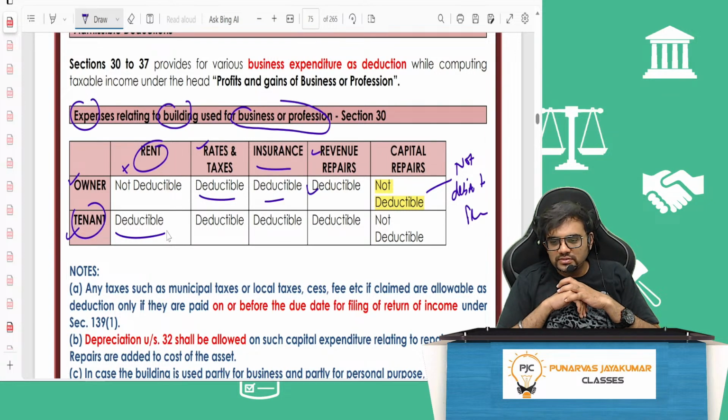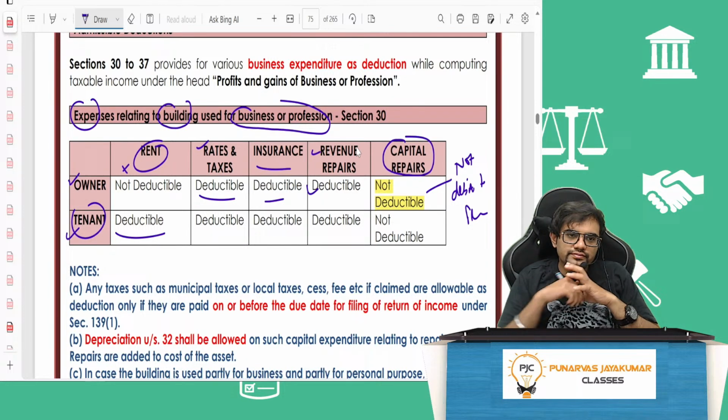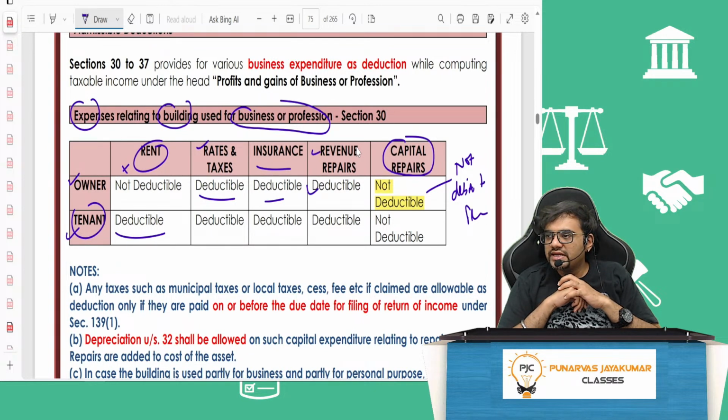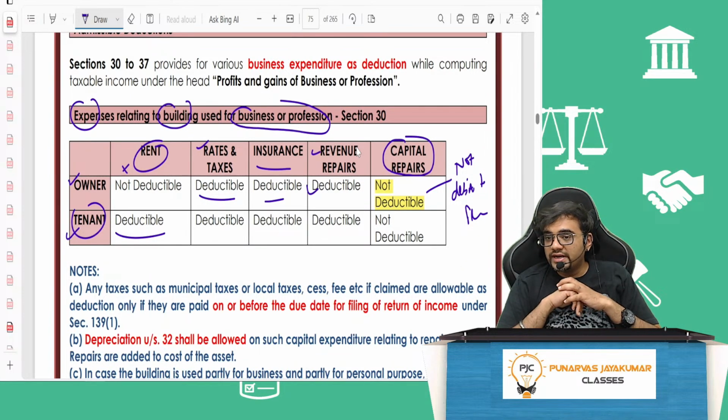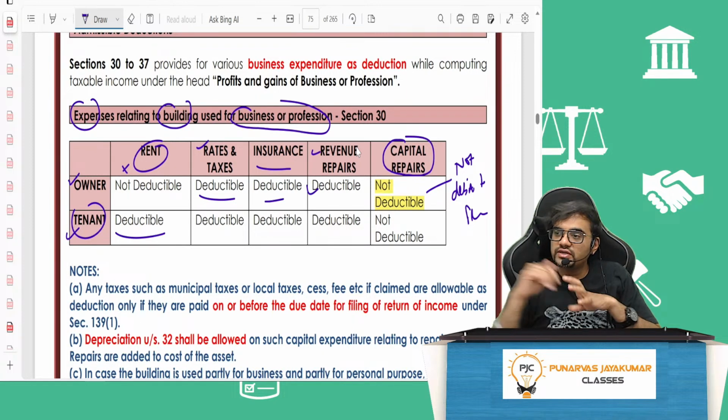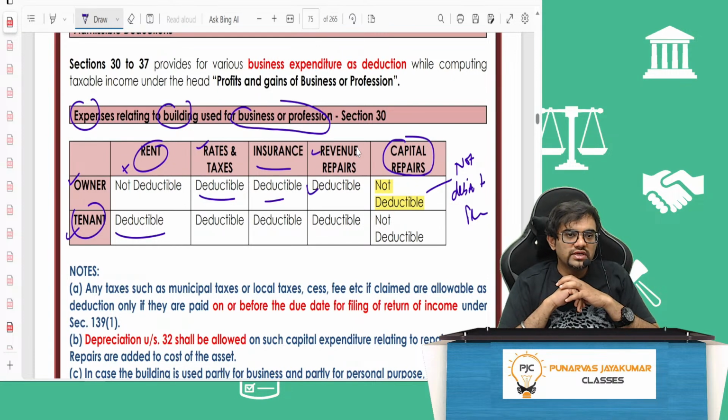Revenue repairs deductible. Now, capital repairs is the interesting point. I am adding one more floor to the building. I will go and ask the owner, sir, I'll add one more floor. Is it okay? Do you have permission? Yes, I have permission. But I don't have money. I cannot do it. You only do it. So the tenant will spend as if it's his own building. He will add one floor. Let us say he will spend 10 lakhs on adding the floor.